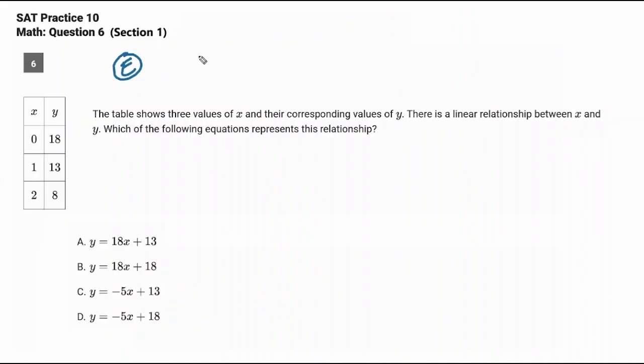I'm going to write down A, B, C, D. I'm going to cross off these answer choices. And when I look at the answer choices, what do I see? I see y equals mx plus b. All right, what's the easiest thing here? m and b. What's b? It's the y-intercept. And what's the y-intercept?